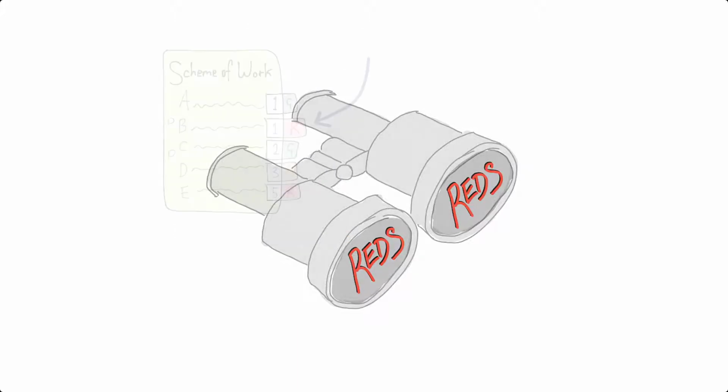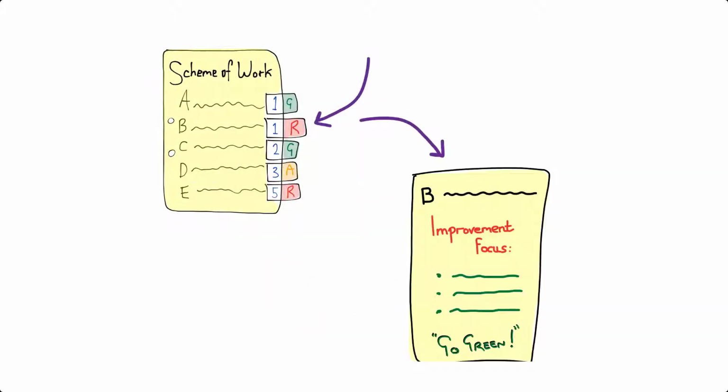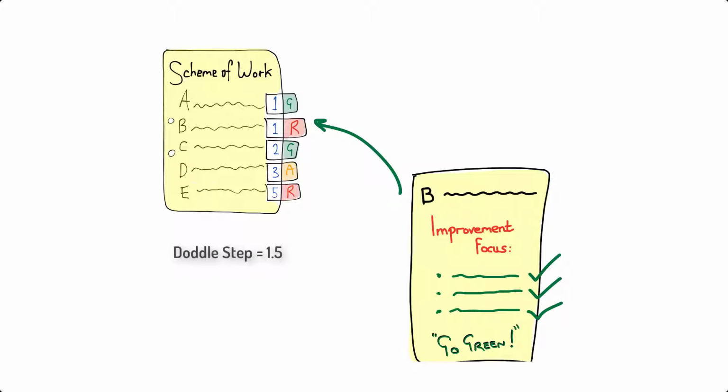And when these statements, sometimes known as the pupil's improvement focus, are found, teachers help pupils to go green on that statement through supported work or targeted intervention. When the pupils have improved, the teacher updates the RAG rating, and over time the Doddle Step increases accordingly.